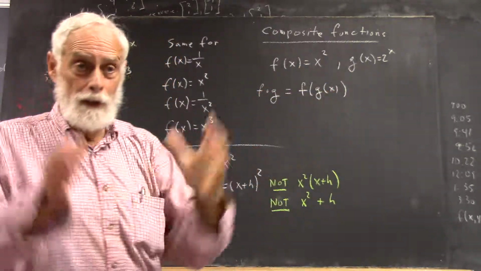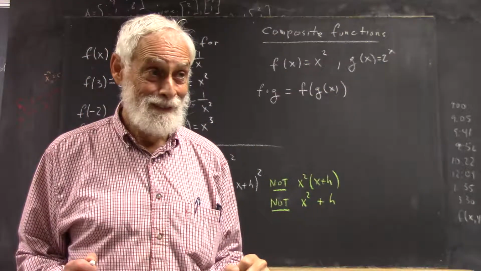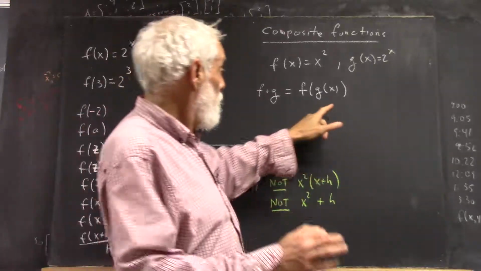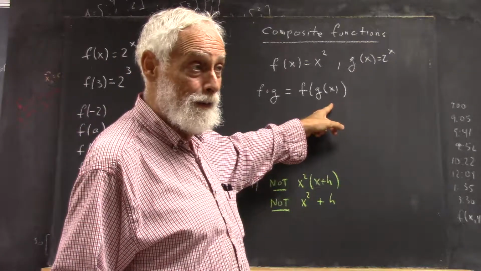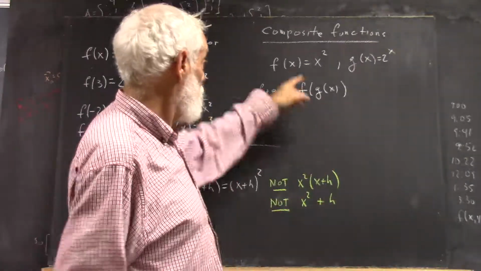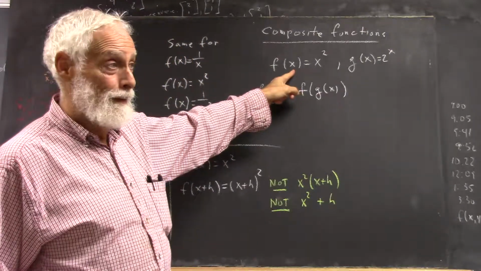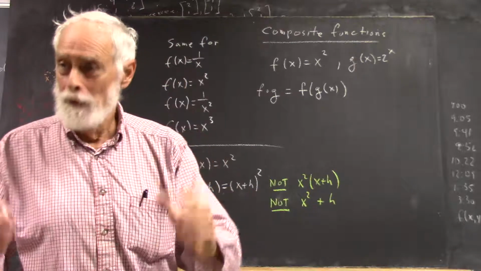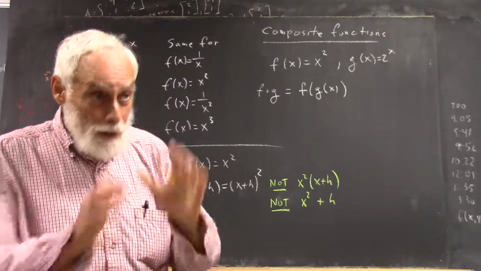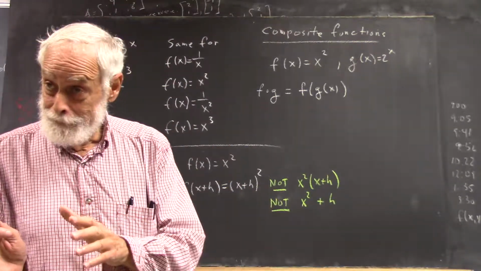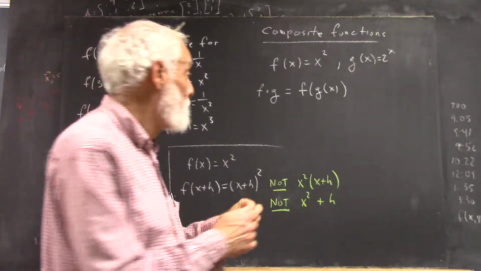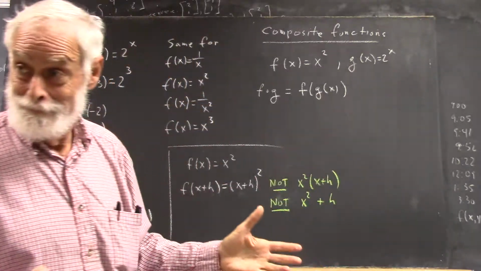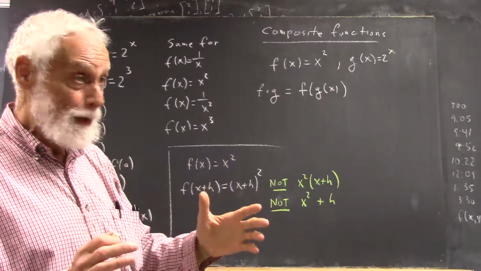You got f and you got a parenthesis, right? What's in the parentheses here? g of x. What's in the parentheses here? x. So what has replaced x? g of x. The expression g of x, right? Everybody understand that? Okay? It's a little confusing. So we want to make sure we understand it.